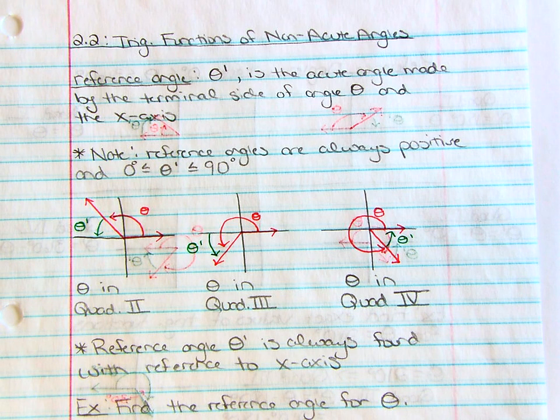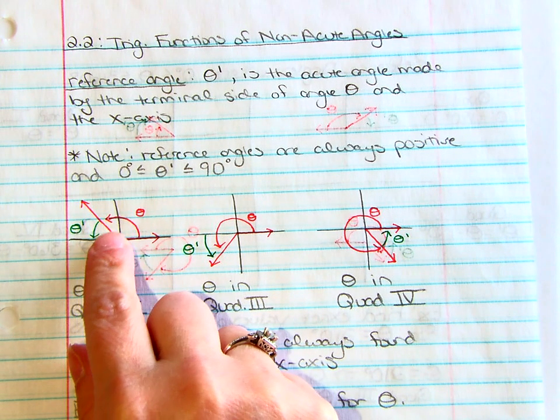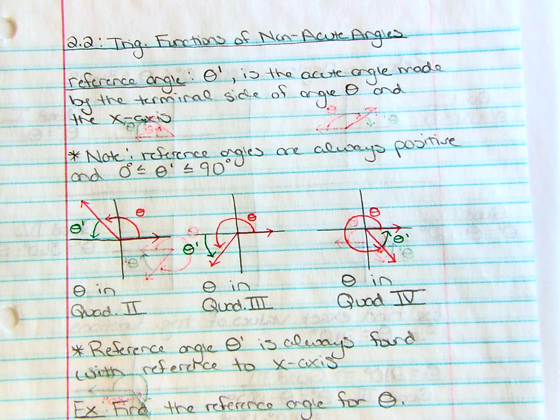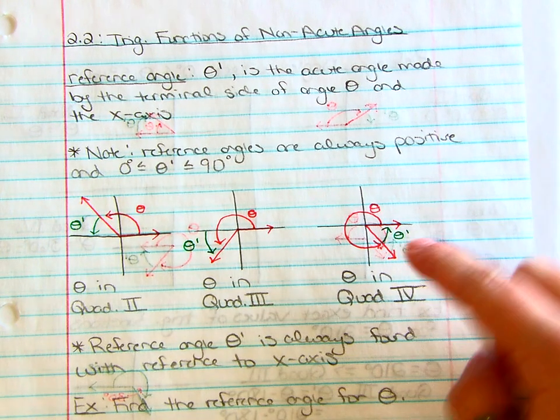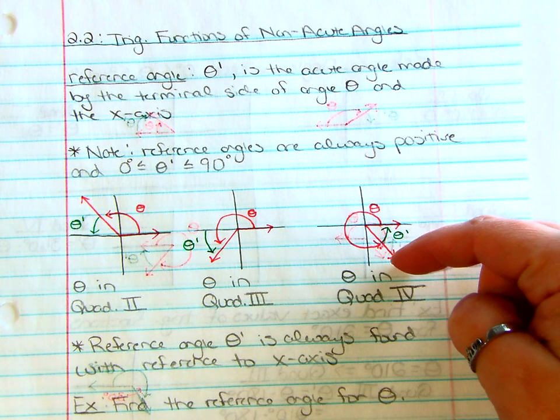If you're in quadrant 2, notice that the reference angle is indicated in green. It comes down over here, and it will always be found by dropping it down to the x-axis. So you're never going to find a reference angle in terms of your y-axis. It's always with your x-axis. If you're in quadrant 3, you're thinking about this angle that's between your x-axis and your terminal side. And if you're in quadrant 4, you're thinking about your x-axis with this terminal side.